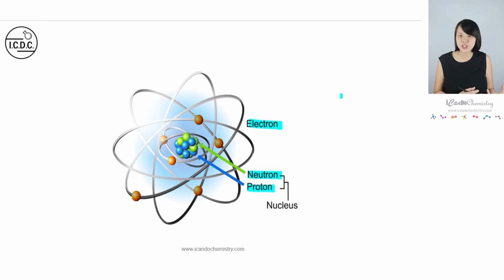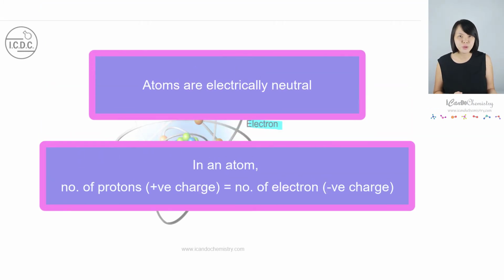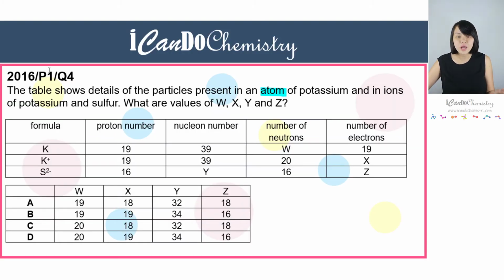Now, just now I mentioned that atoms are electrically neutral. Well, that means the number of protons and the number of electrons must be the same in an atom. So in the question, we have the table that shows the details of the particles present in an atom of potassium and in ions of potassium and sulfur. So let's focus on potassium first.